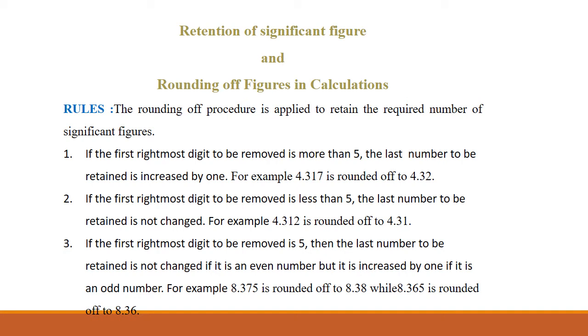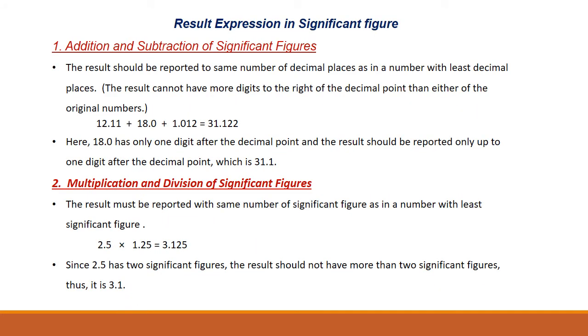If the first rightmost digit to be removed is 5, then the last number to be retained is not changed if it is an even number, but it is increased by 1 if it is an odd number. So 8.3875 is rounded off to 8.38, while 8.365 is rounded off to 8.36. Now, result expression in significant figures.